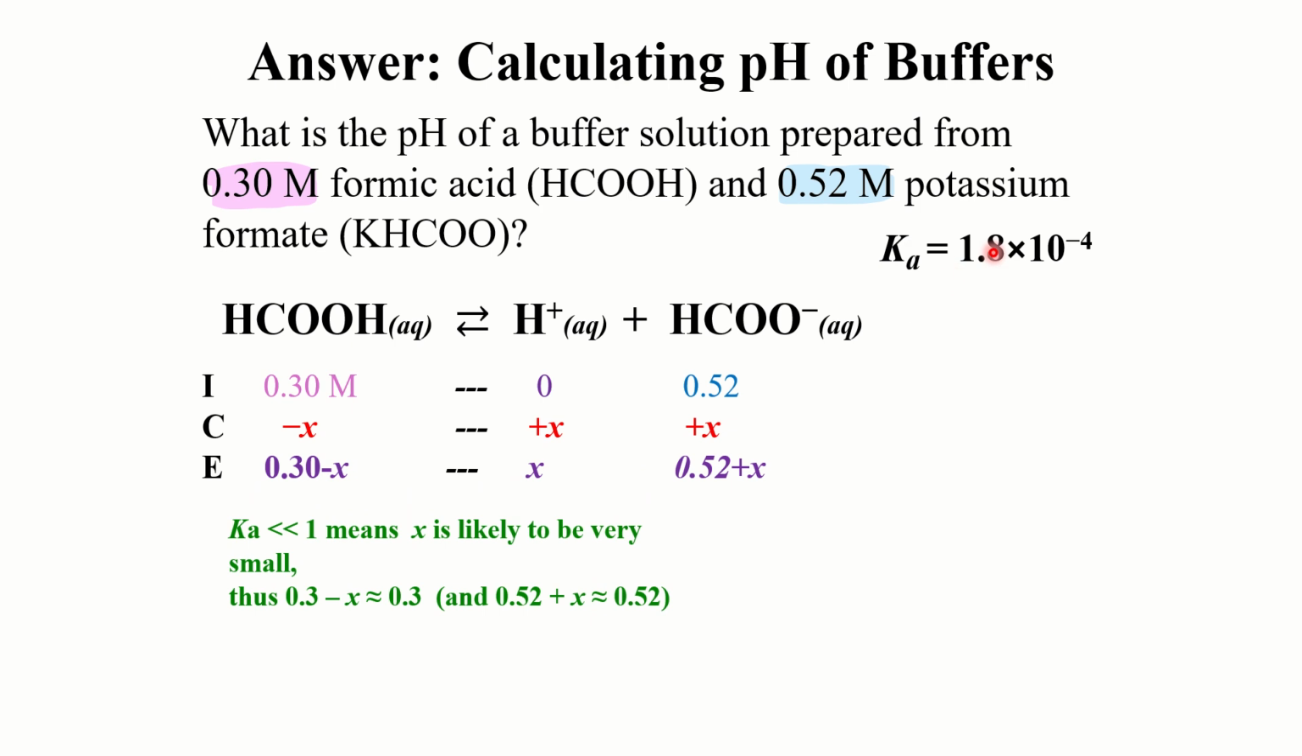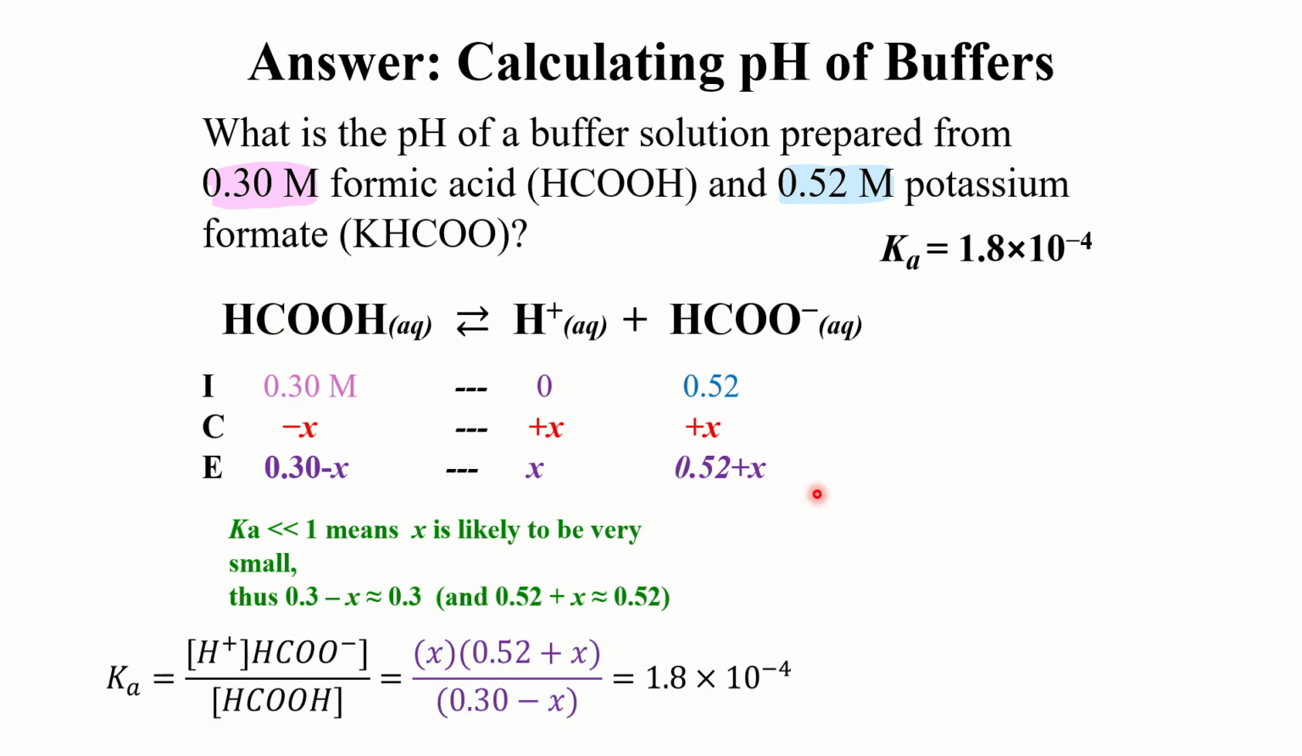Now, because this Ka is a lot less than 1, this means X is likely to be very small, and so what we can do here is use the small x approximation. So we can set up our Ka expression. Ka would be H+ times HCOO- divided by HCOOH. We can plug in our values, X for H+, 0.52 plus X for the HCOO-, and 0.30 minus X for the HCOOH.